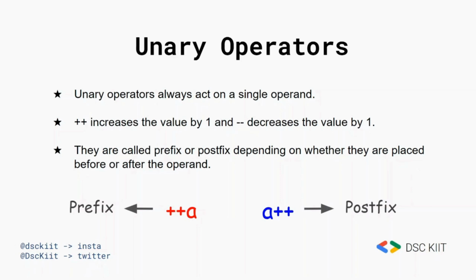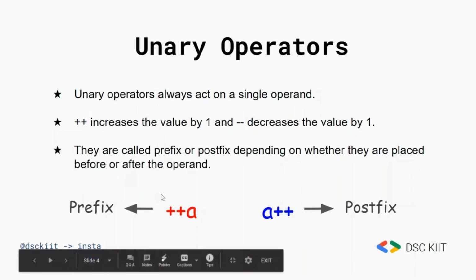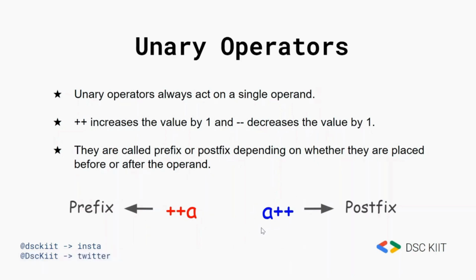Now, this operator, the unary increment or decrement operator, can be placed either before the operand, like we can see over here, or it can be placed after the operand, like we can see over here. If it is placed before the operand, then it is called prefix, and if it is placed after the operand, then it is called postfix. Now, again, lots of theory. Let's go over this step by step, and we'll discover what is the difference between prefix and postfix.